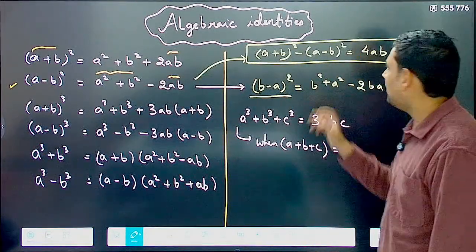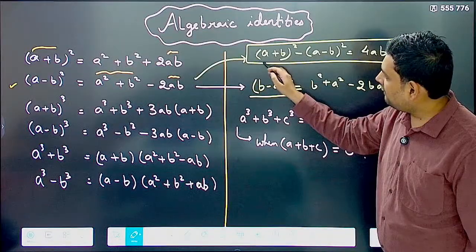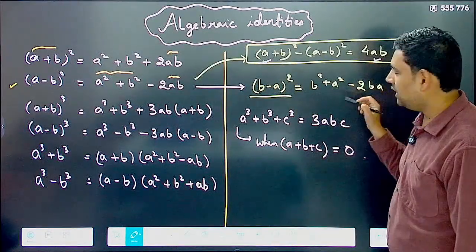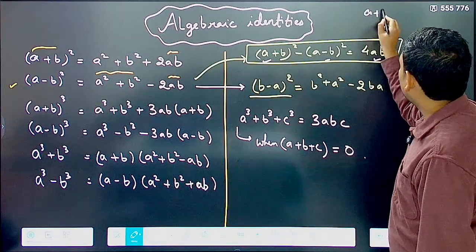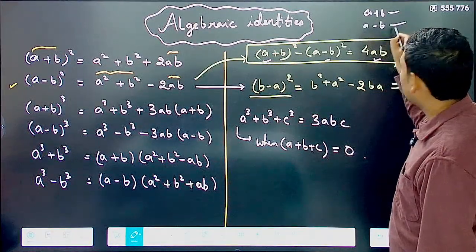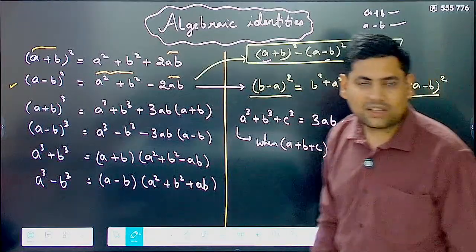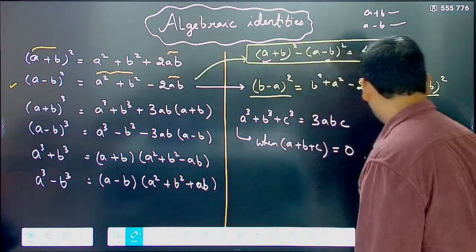Okay, now from here you can see very clearly that if I have a plus b, if I have ab, then of course I can calculate a minus b also. Now if I have a plus b and if I have a minus b, then of course using two linear equations you can solve it.